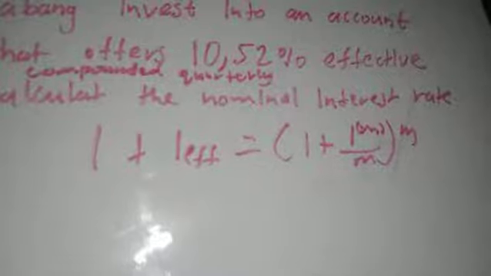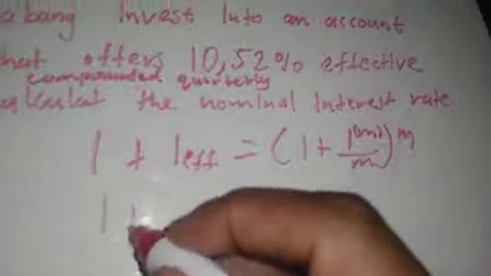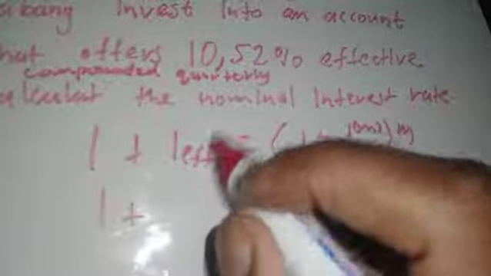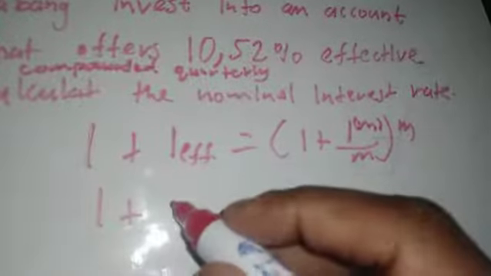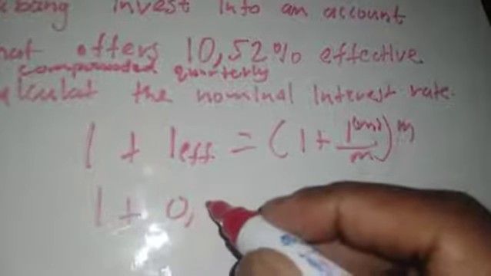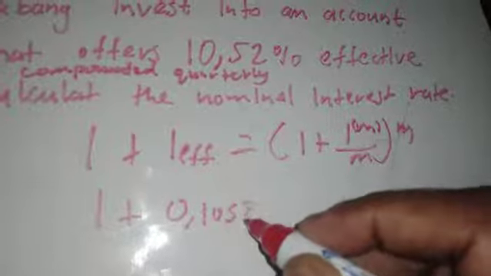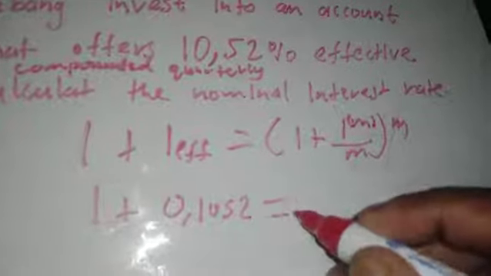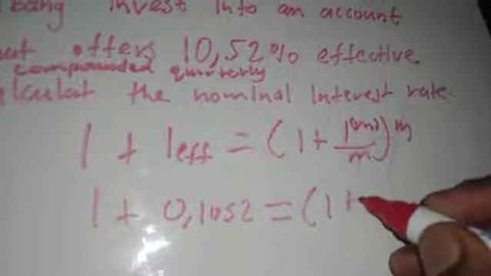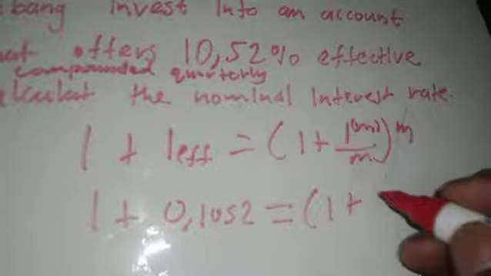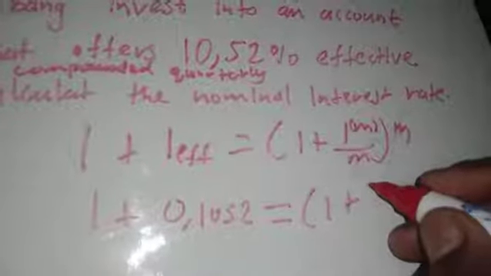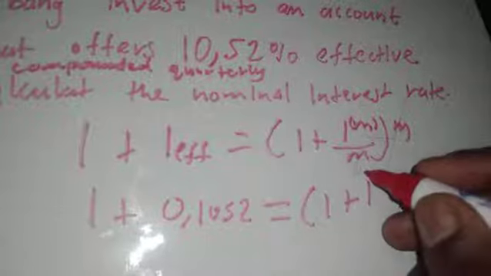So let's substitute what we have. We have 1 plus the effective interest rate this time, but we won't substitute 10.52, of course. We will divide by 100, which means it's going to be 0.1052 equals 1 plus. The nominal interest rate is what we're trying to find, right? So we're trying to find this, the nominal interest rate.